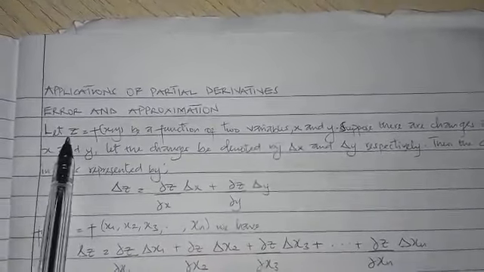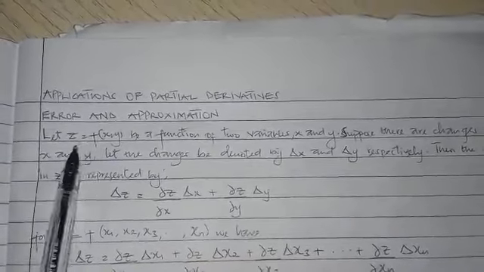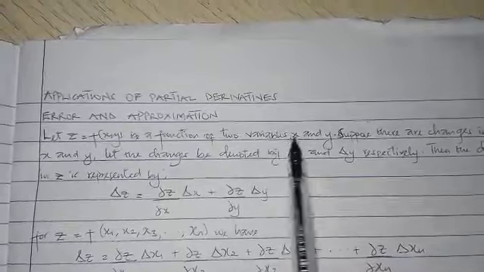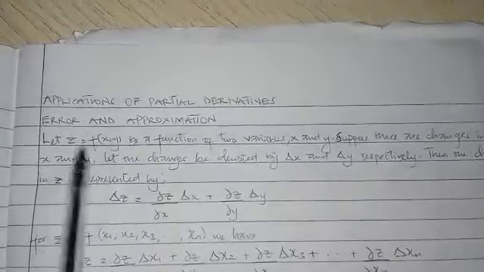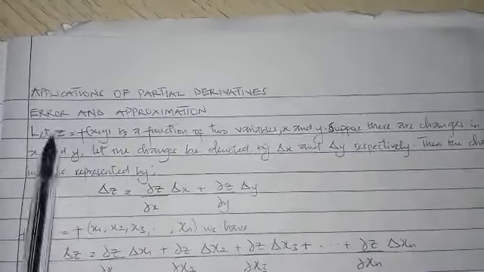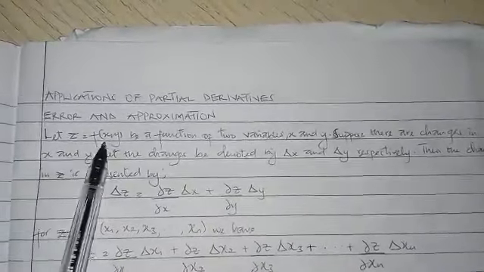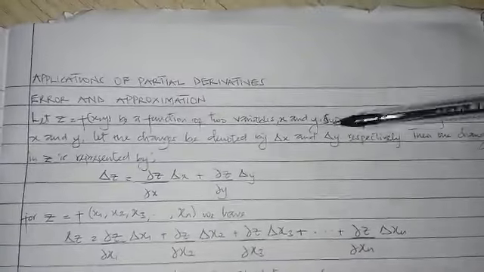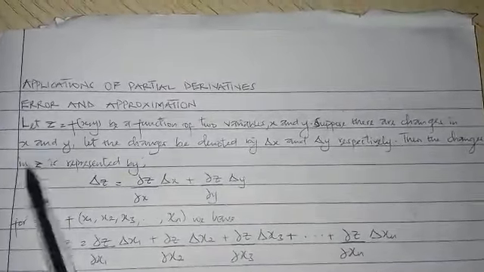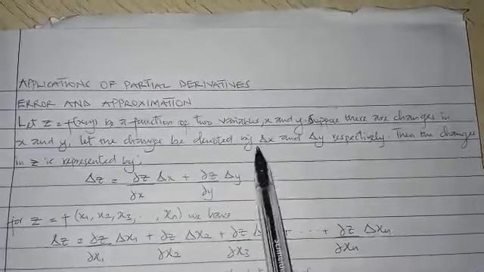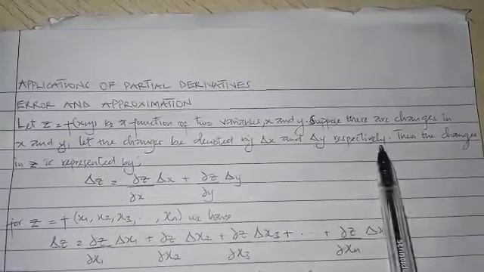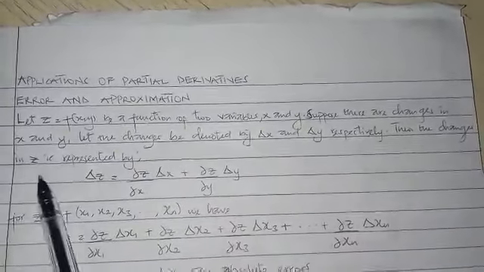But okay, let z be a function of two variables, x and y. I don't know why I keep on doing this. I should just put let z be a function, then it is expressed as z is equal to f of x comma y. Suppose there are changes in x and y. Let the changes be denoted by delta x and delta y respectively. Then the change in z is represented.